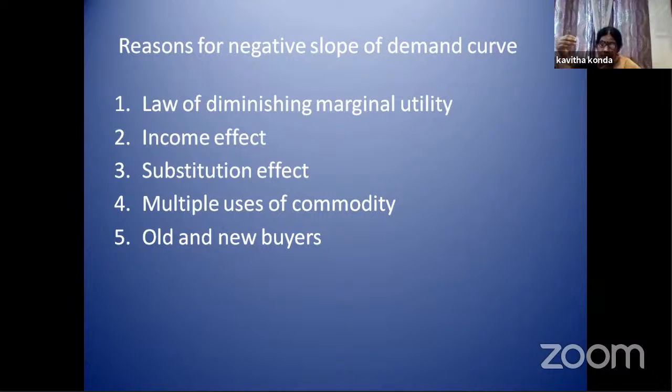So the demand of these old buyers and new buyers: old buyers continue to buy the goods when the price falls, and the new buyers are also attracted by the new price, where they always want the maximum utility from the good at the least unit price. That's why the new buyers may be attracted. That's why the demand curve has a negative slope, from left to right. These are all the reasons for the negative slope of the demand curve.